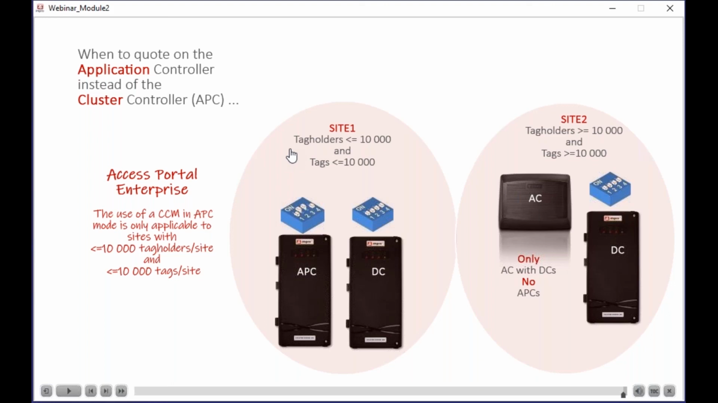In the Access Portal Enterprise system, the use of a cluster controller module in APC mode is only applicable to sites with less than 10,000 tag holders and 10,000 tags.